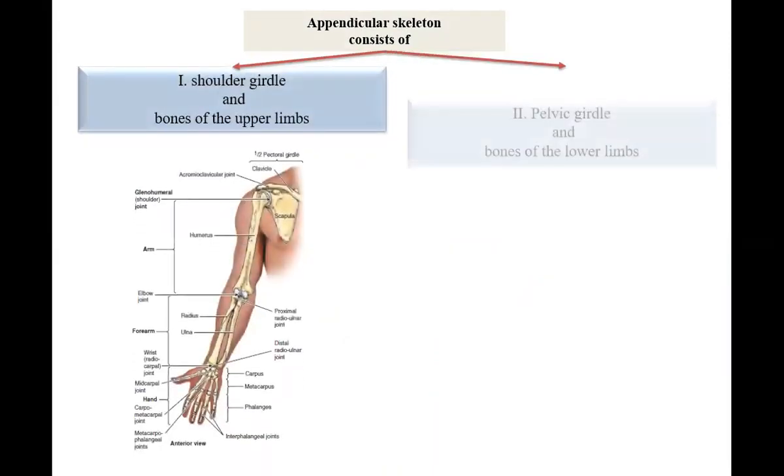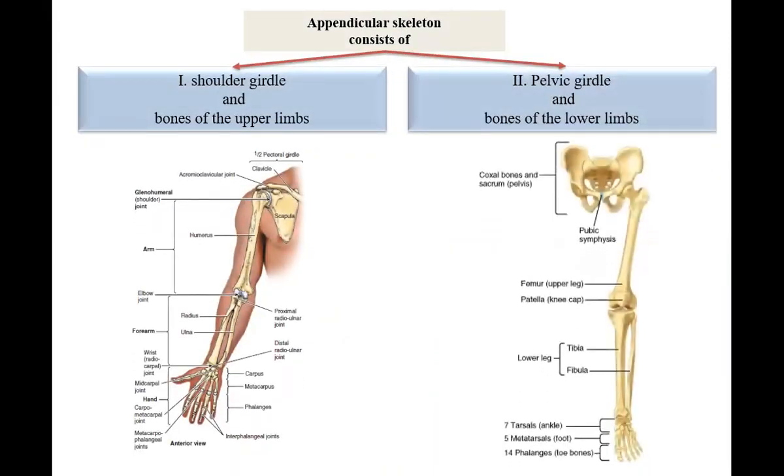In the last class, we also discussed that the appendicular skeleton consists of the shoulder girdle. So this is called the shoulder girdle and the bones of the upper limb. And the appendicular skeleton also includes the pelvic girdle. This is the pelvic girdle and the bones of the lower limb. So all the bones of the upper limb and lower limb along with their girdles will be included in the appendicular skeleton.